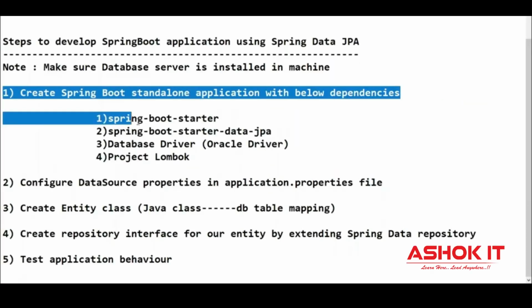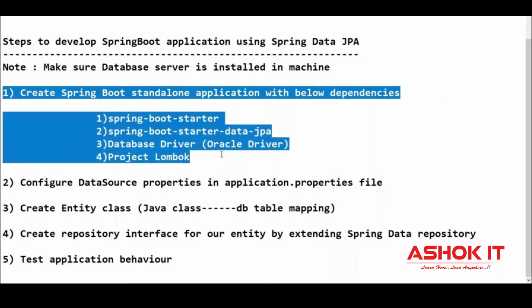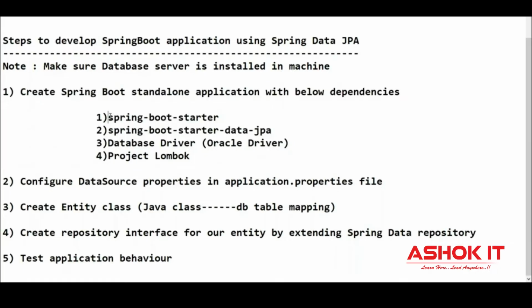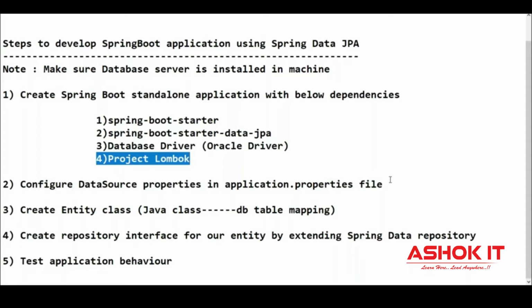Let's get started. First step, create Spring Boot standalone application with below dependencies. One is Boot Starter that will come by default. Second one, Boot Starter Data JPA to perform DB operations. Third one, database driver. I'm using Oracle database, so I will use Oracle driver. If you are using MySQL, you can configure MySQL driver. And project Lombok, which is used to generate setters and getters for our entity class. If you are not using Lombok, you can write setters getters manually.